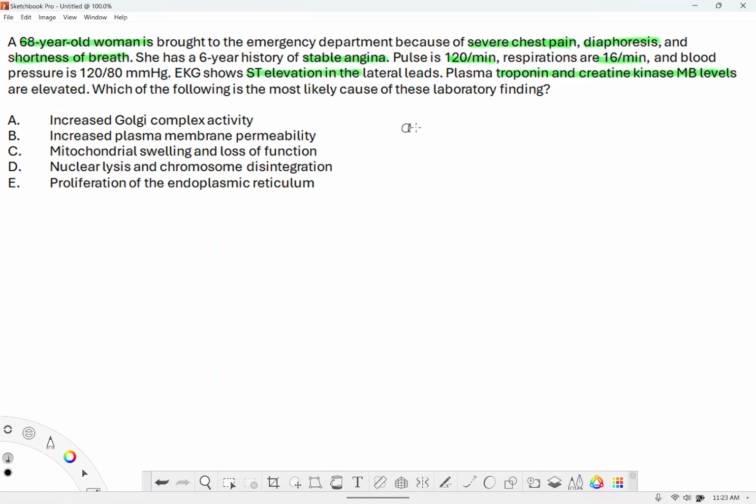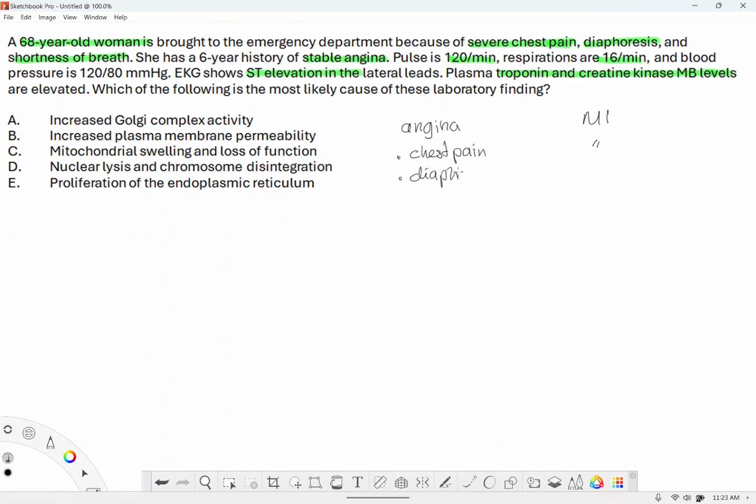Let's say what's the difference between angina and MI. Both will have chest pain. In both cases, chest pain is severe and it's substernal, it's non-positional, and it radiates to the left jaw and shoulder, and it's accompanied by diaphoresis or sweating.